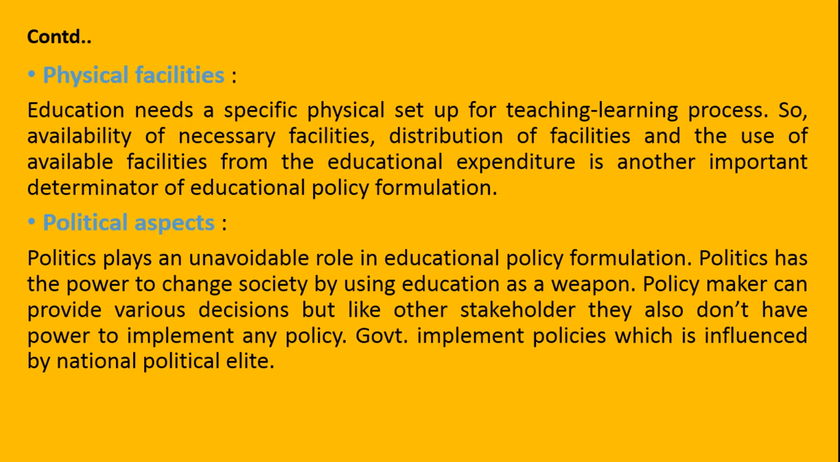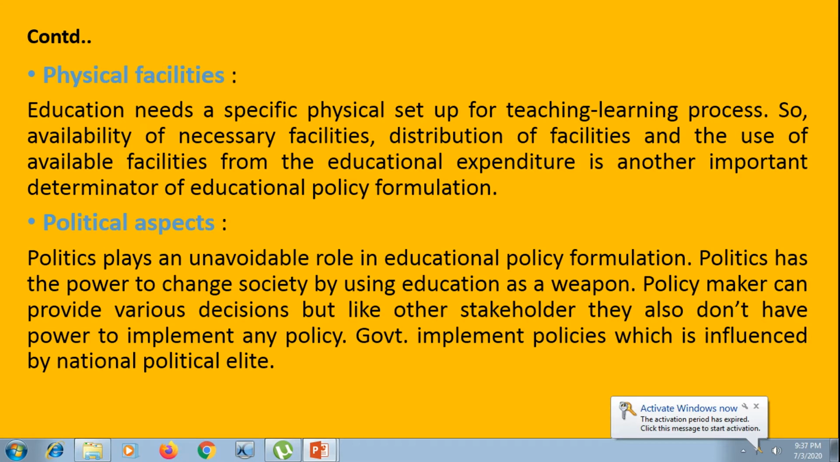Political aspects. Policymakers can provide various decisions, suggestions or recommendations to the government related with various aspects of education. But like other stakeholders, policymakers also don't have any power to implement any policy. Government implements policies which are influenced by the national political elite. National political elite, they use education as a weapon to change our society. Politics plays an unavoidable role in educational policy formulation.